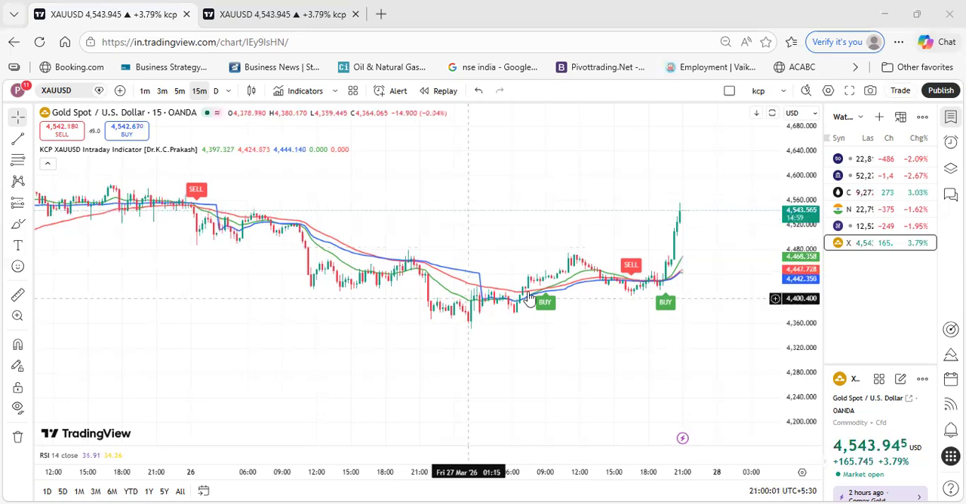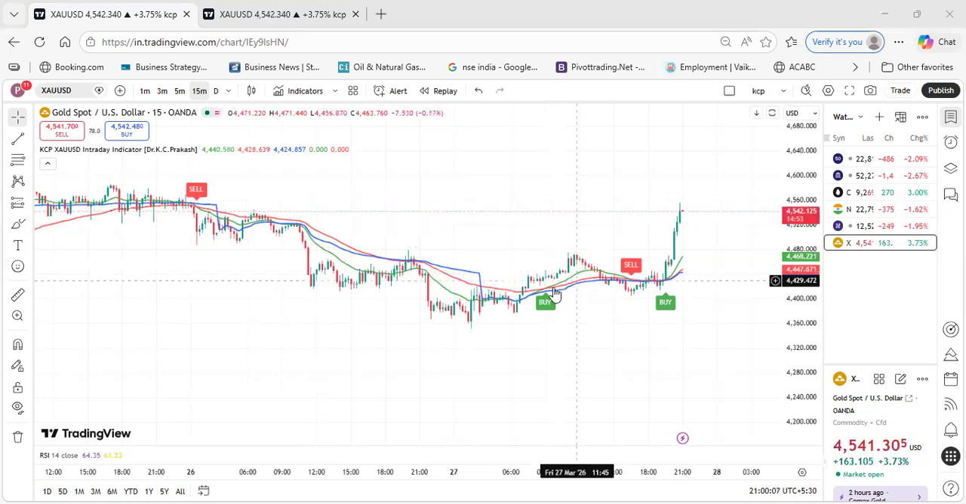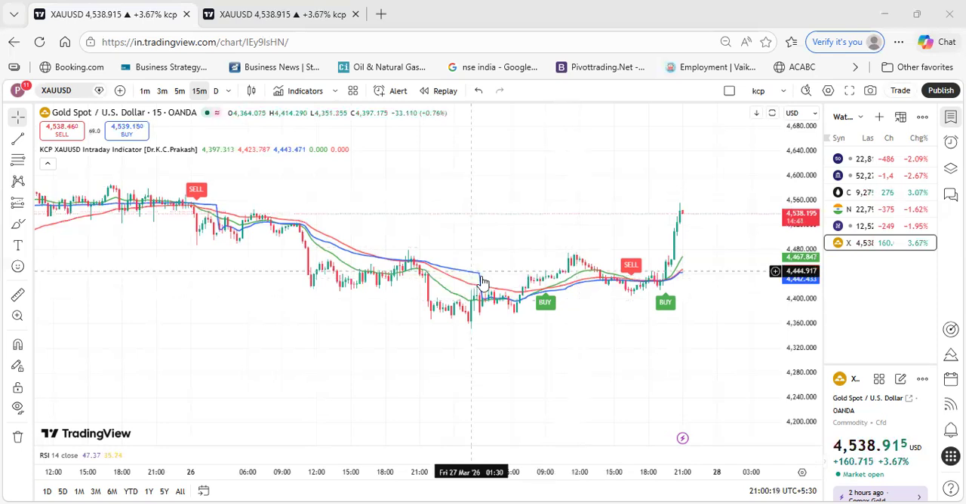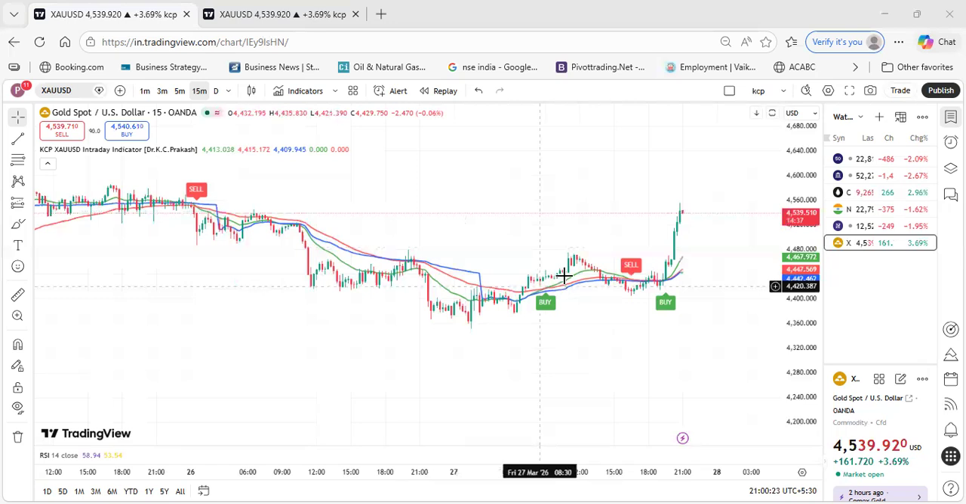So if a green color line is above the red color line, that is a buy signal. The green color is the 50 exponential moving average, the red color is the 200 exponential moving average, and the blue one is VWAP. So if the price is above the VWAP and crosses above the green line, then it is the buy side. So there is a clear cut boundary.